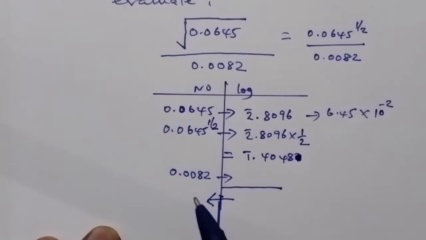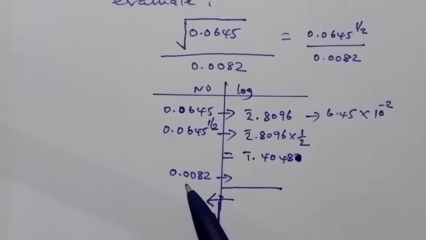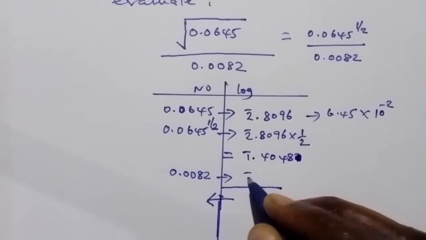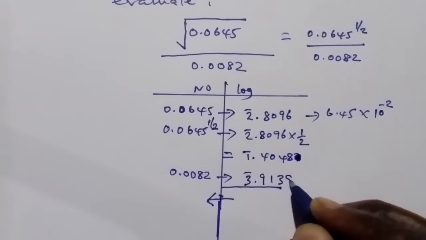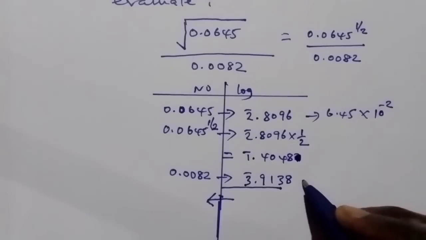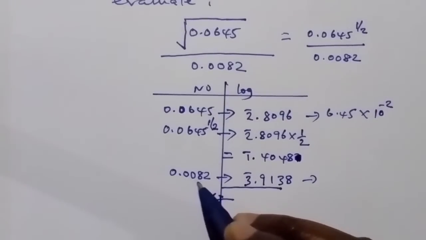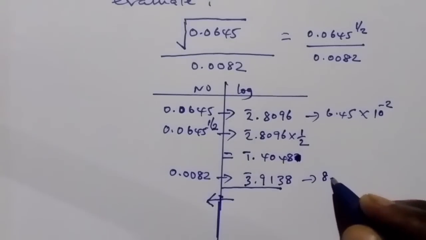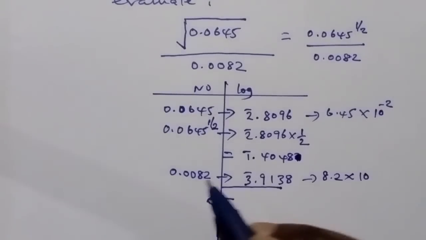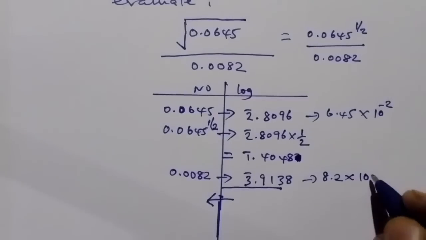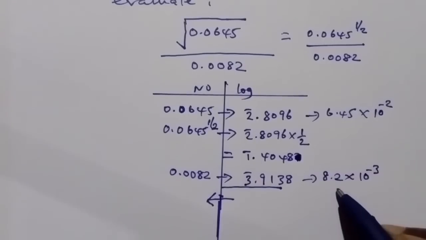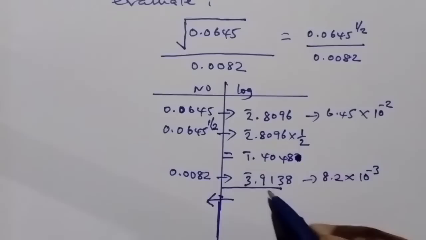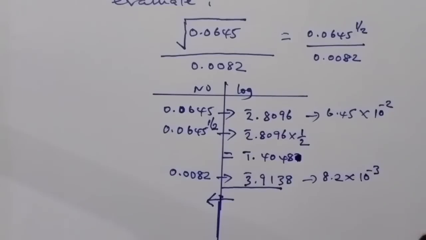Then we go to the log table. We want to find the log of 0.0082, and it is bar 3.9138. In standard form, 0.0082 is 8.2 times 10 power negative 3. So this negative 3 is the one that is bar 3 here. Then we find from the log table the log of 8.2 is 0.9138.